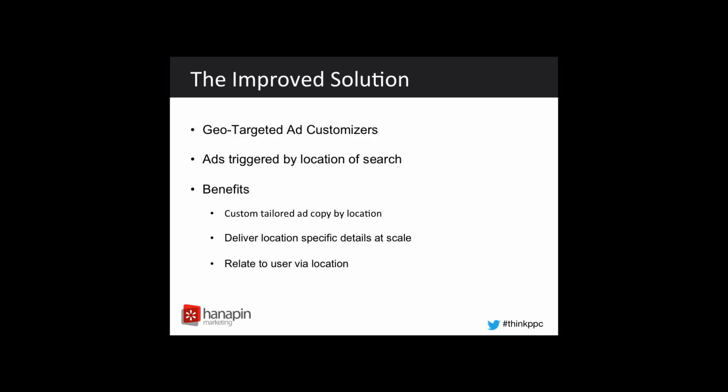So the improved solution, I'm sure you've all guessed it by now, geo-targeted ad customizers. These are ads triggered by the location of search and the location of interest. There are many benefits to them, many of which are custom tailored ad copy by location, delivering specific details at scale, and relating to the location of the user, which helps provide a sense of showing how relevant the ad is for their query.